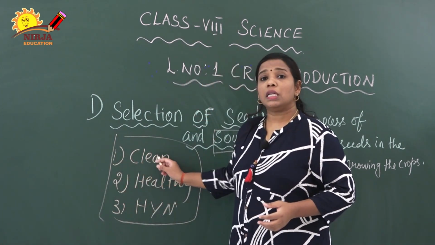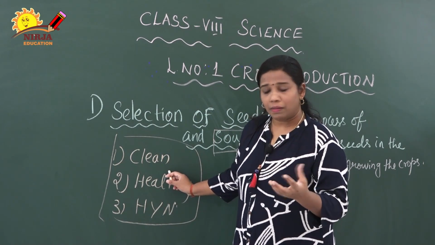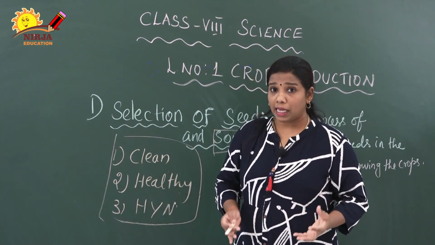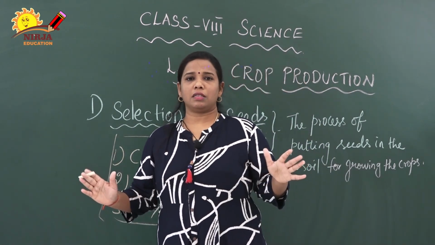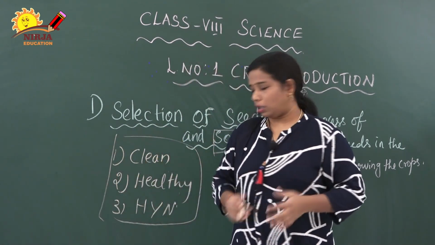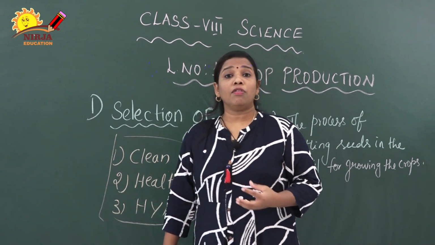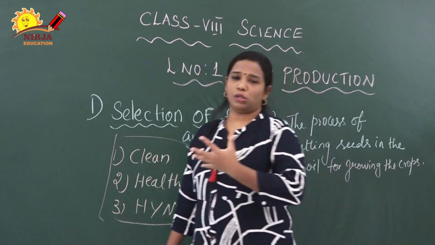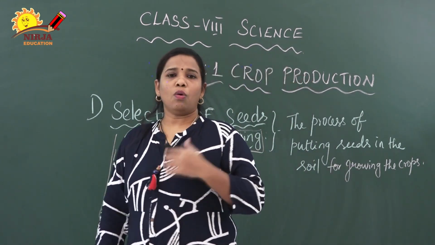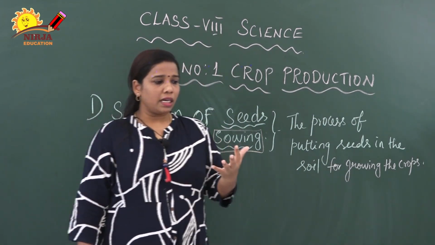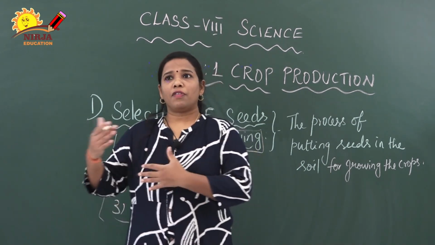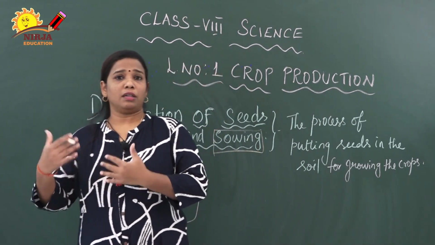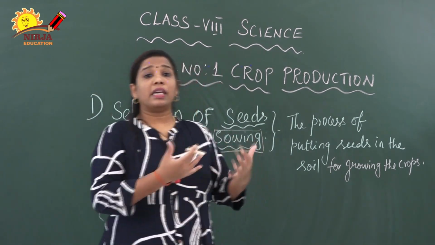The first one is cleanliness. The seed should be clean. At the same time, the seed should be healthy, meaning it should not be affected by any kind of infectious agent. The third one is it should give high yield also. While seeing the seed, we can know whether it is clean or not. When we purchase from the market, sellers will tell us this is a high yielding seed.